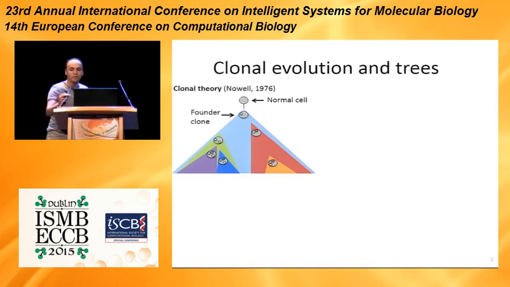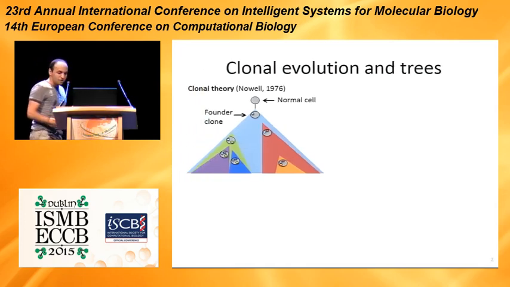So the clonal theory of cancer states that a tumor is the result of an evolutionary process. And this process starts at a normal cell, which acquires a mutation that gives it a selective advantage. And this in turn leads to an increased replication rate. And the descendants of this normal cell may acquire new mutations themselves too, leading to further selective advantages. And this results in the formation of clones, which are collections of cells with identical mutations.